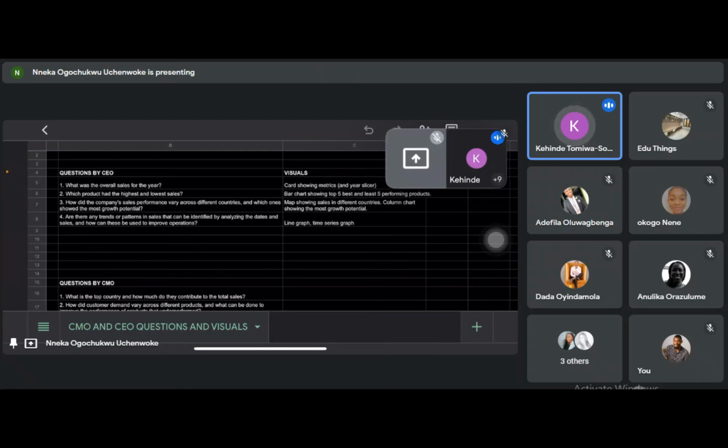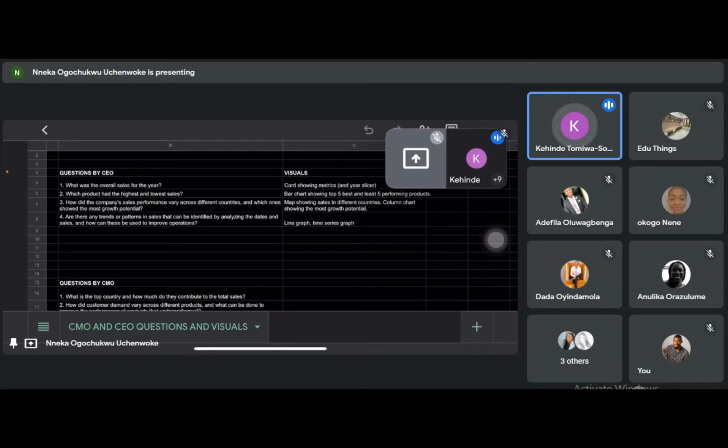First question we always use: which was the highest and worst sales. So based on the last meeting we had on Monday, we almost can't categorize them. So we now decided that we'll use a bar chart showing top five best and least five performing products.